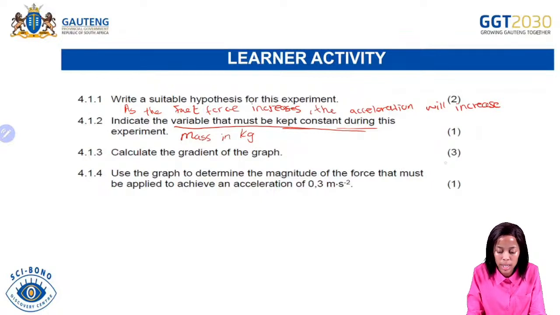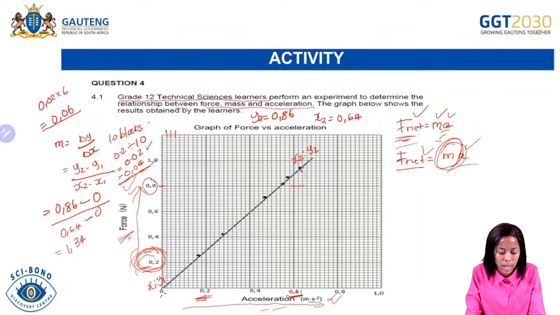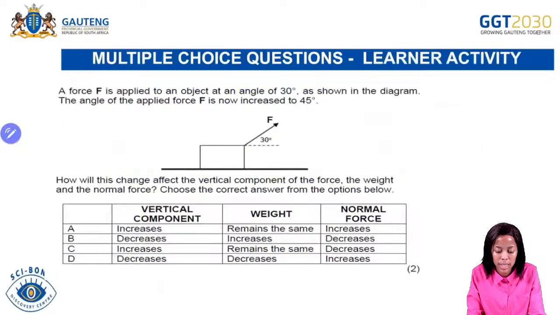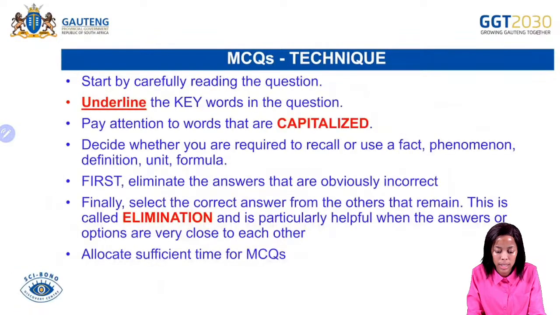So it means that it was 3 marks. So it means that we are going to allocate 1 mark for the formula. So let's give 1 mark for the formula here, for the substitution, and then another mark for the final answer there. Okay, 4.1.4, use the graph to determine the magnitude of the force that must be applied to achieve an acceleration of 0.3 meters per second squared.